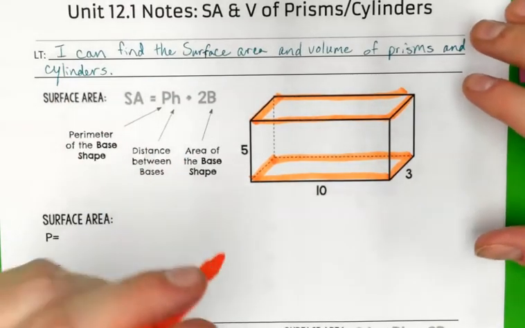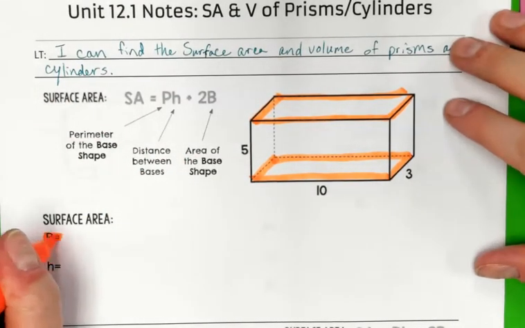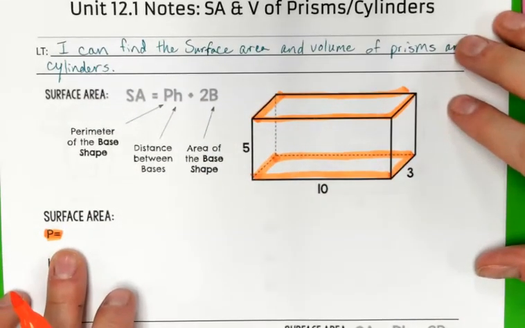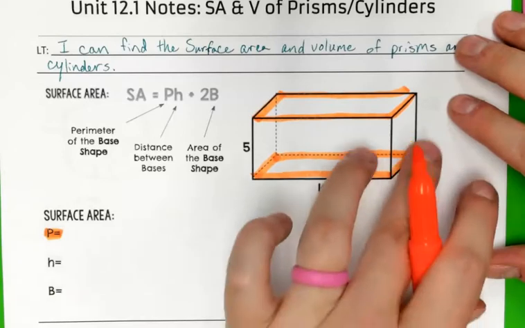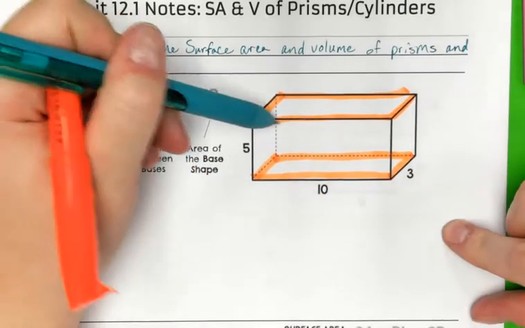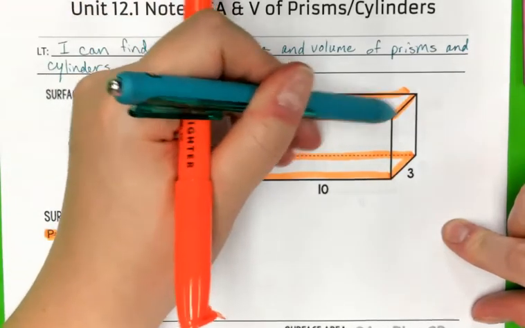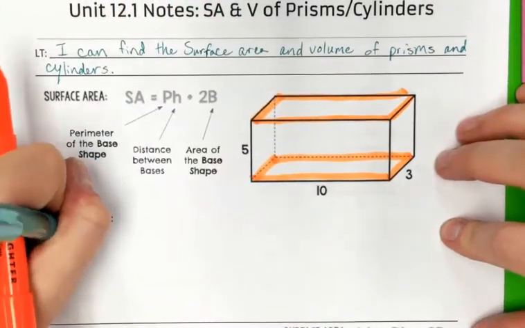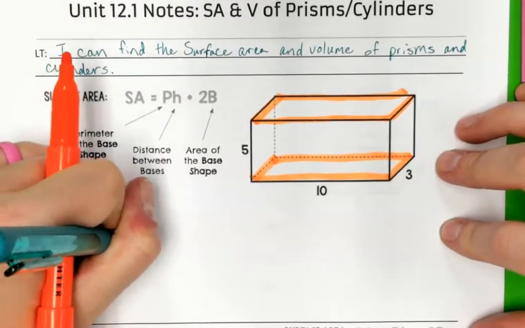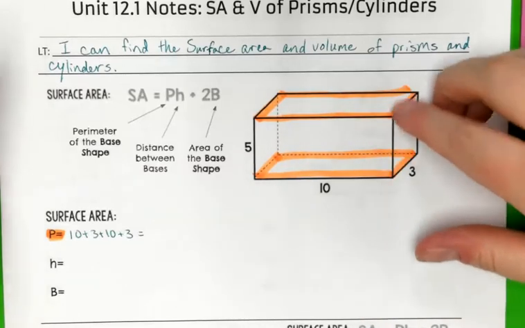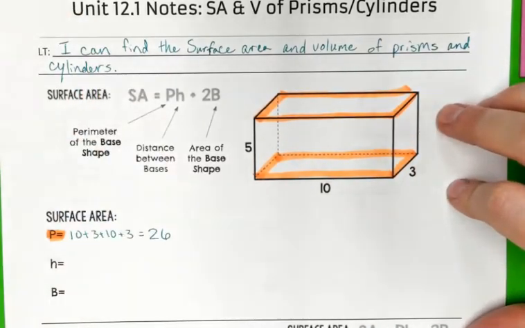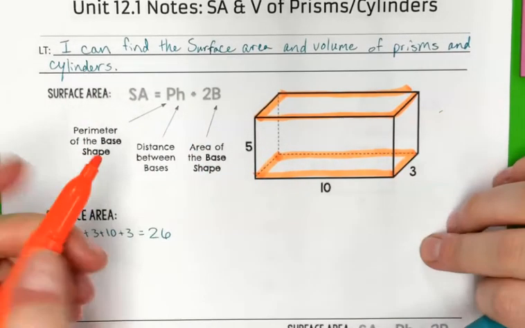And so we need the perimeter of that. So I'm going to highlight the perimeter, like the P, and then also highlight the perimeter of the shape. So if you look here, 10 is the length of the side, 3 is the length of the other side. So it is just going to be all four sides, 10 plus 3 plus 10 plus 3. So 26 will end up being the perimeter.